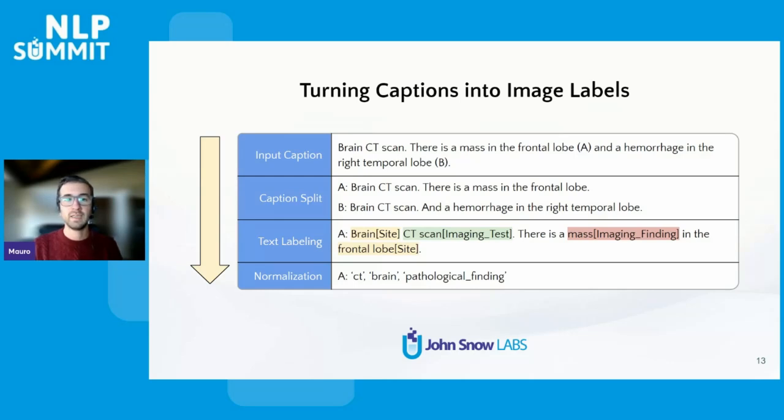So these kinds of contextual parsers alone were enough. And then we normalized these extractions by using some dictionaries that we created. So any extraction that referred to CT scan, for example, was assigned the label CT. Any brain or frontal lobe, they were both assigned brain, for example, as a final normalized label.